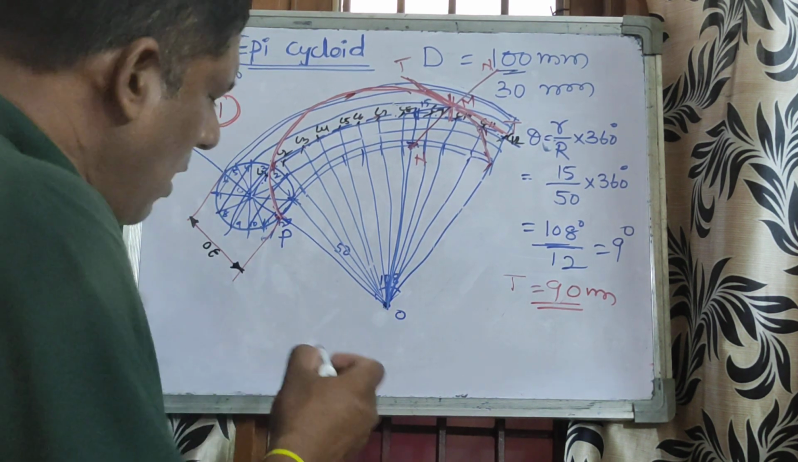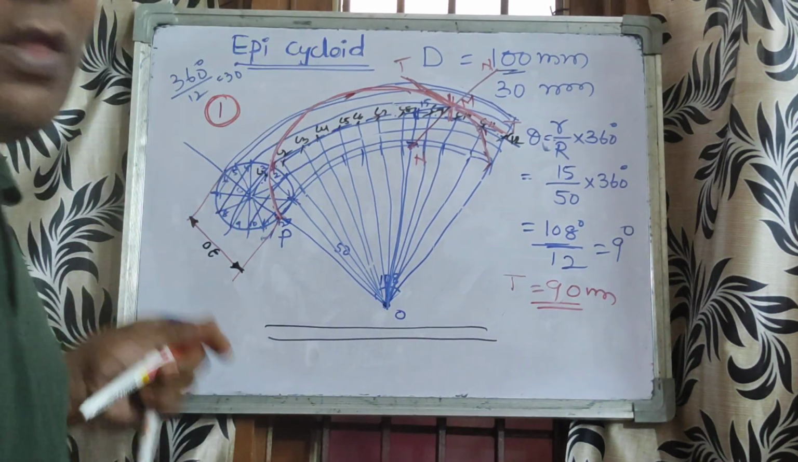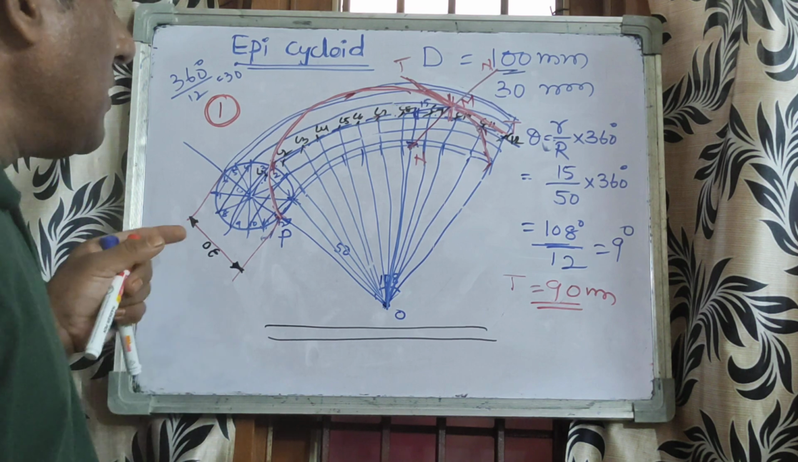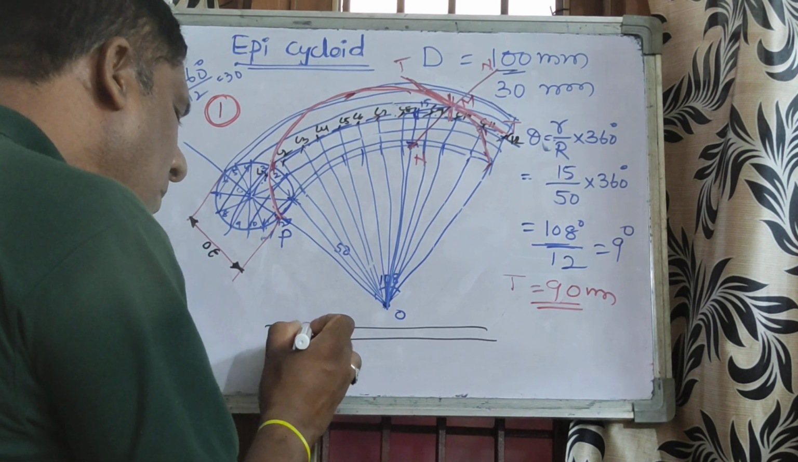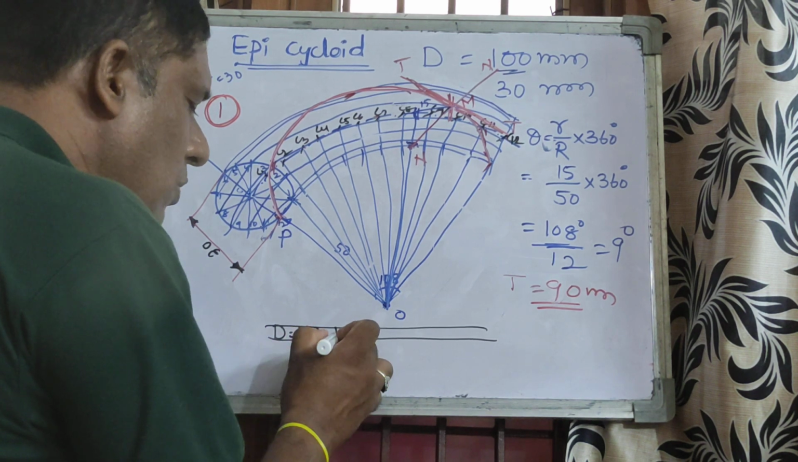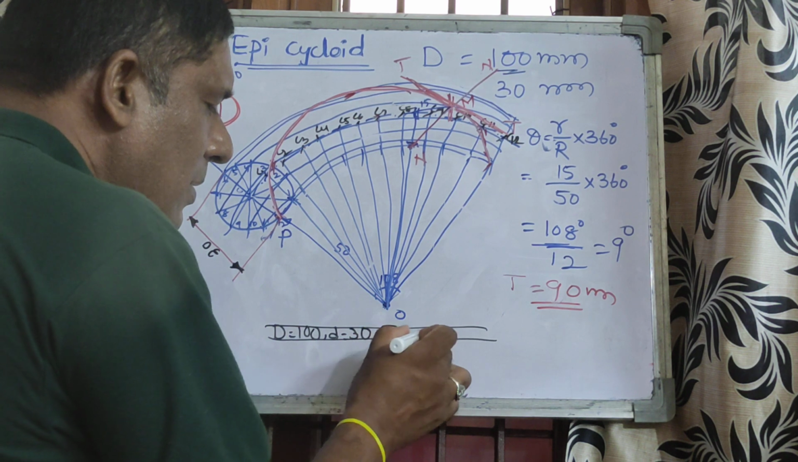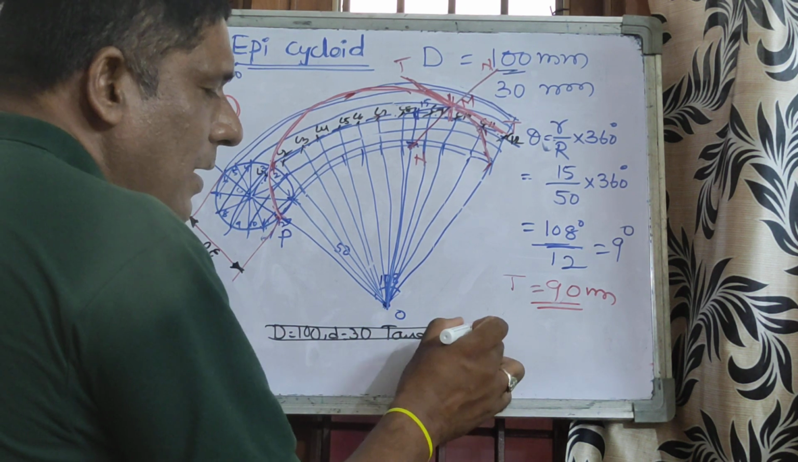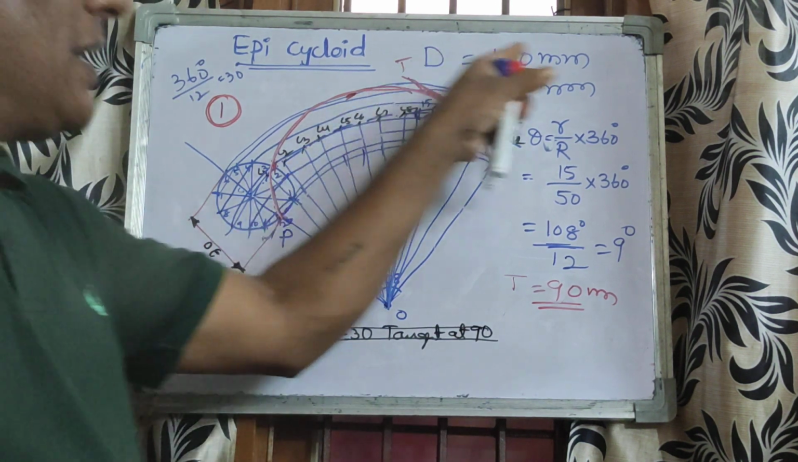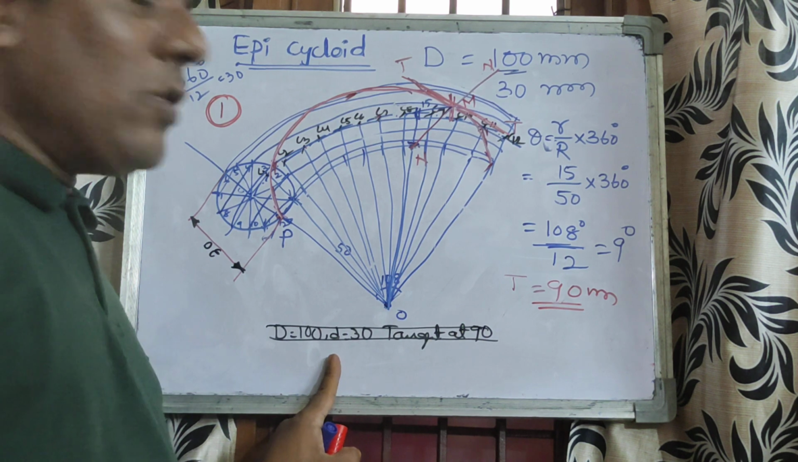After completion of all the problem, you must write the given data. It is also very important. So given data means, suppose capital D, the diameter, is equal to 100 mm, small d is equal to 30 mm, tangent at 190 mm. Like that, whatever data is given in the question, all the data you must write here. So then only you will get full marks.